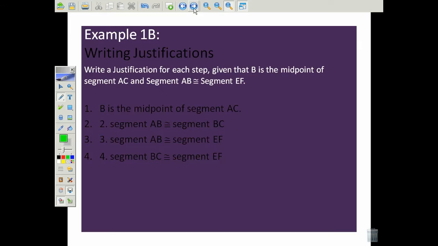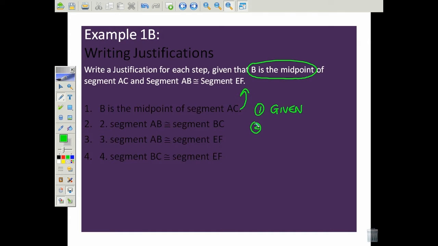So in 1, B is the midpoint of segment AC. Well, I don't have a previous line to refer back to, so I need to refer to up here. It says B is the midpoint, so that must be given. Okay? Let's look at 2. Number 2, segment AB is congruent to segment BC. Why can I say this?